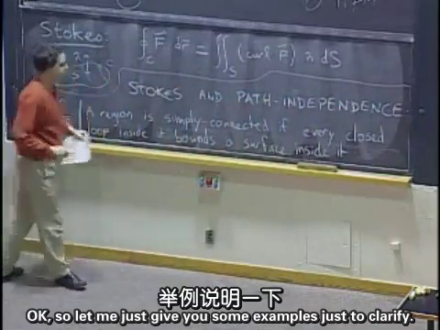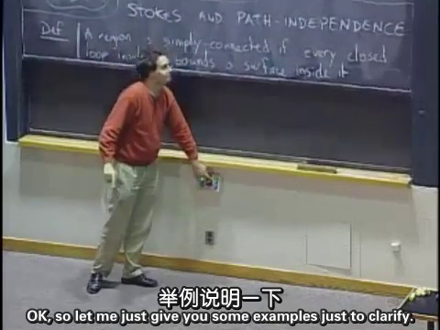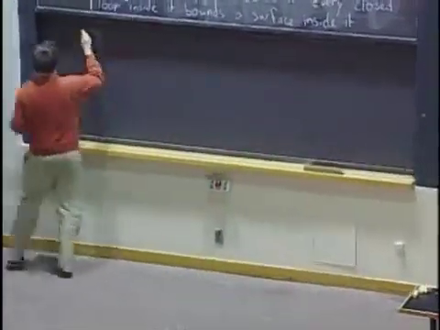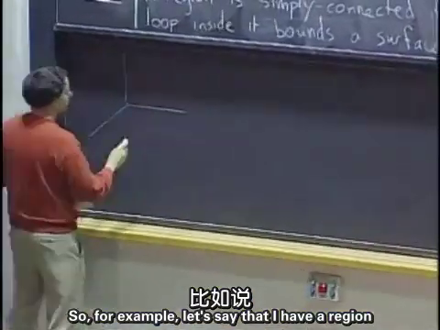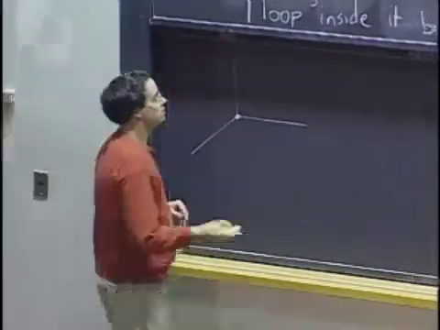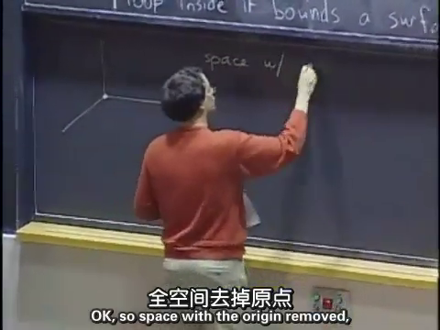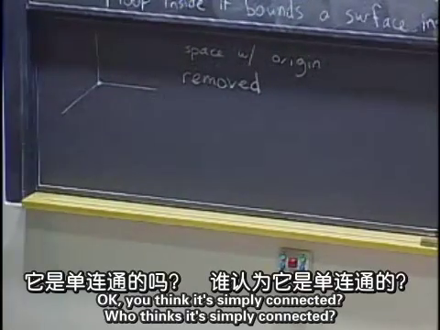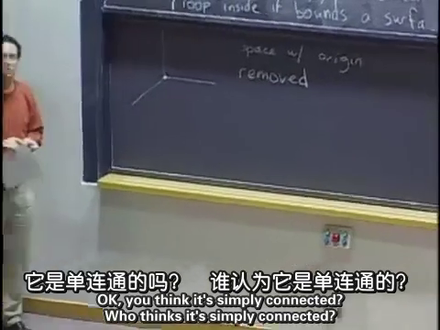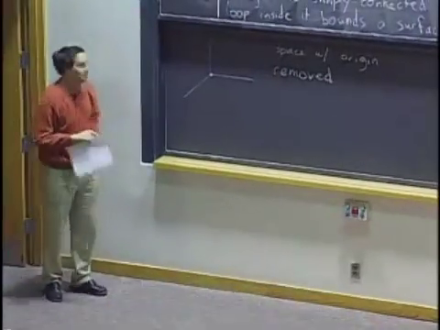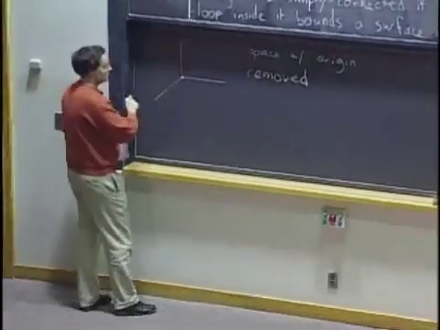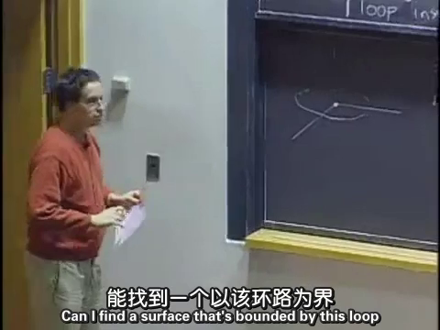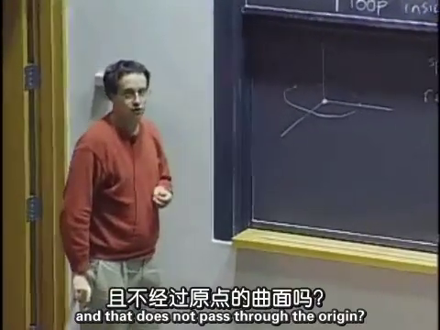Okay, so let me just give you some examples, just to clarify. For example, let's say that I have a region that's the entire space with the origin removed. Okay, so space with the origin removed. Do you think it's simply connected? Who thinks it's simply connected? Who thinks it's not simply connected? Let's think a little bit harder. Let's say that I take a loop like this one. Okay, it doesn't go through the origin. Can I find a surface that's bounded by this loop and that does not pass through the origin?